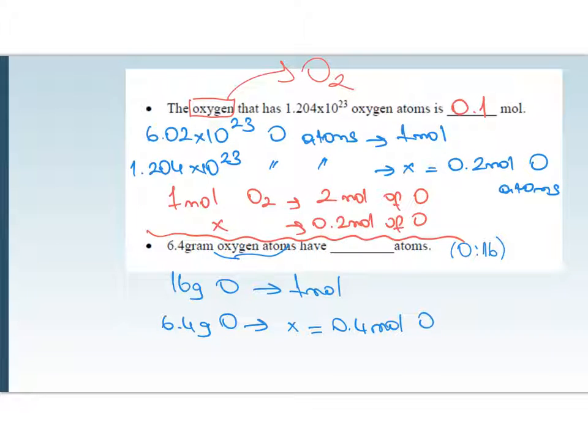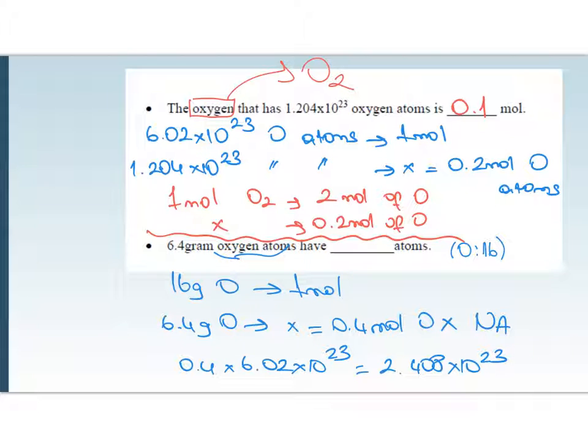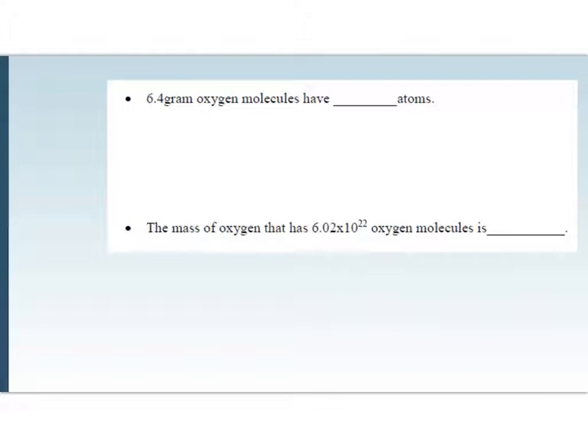So if I ask you to find the number of atoms, this means that you're going to multiply this number by the Avogadro number. So 0.4 times the Avogadro number equals 2.408 times 10 to the power of 23. So this is the big long number that you're going to write here. And then final 2 questions. In this case, I have given you 6.4 grams of oxygen molecules.